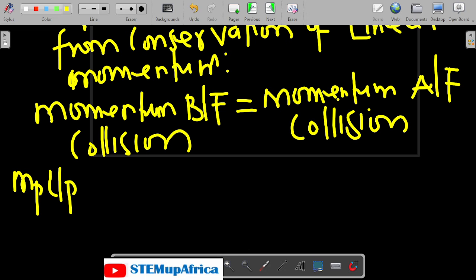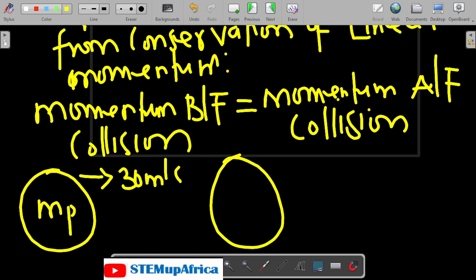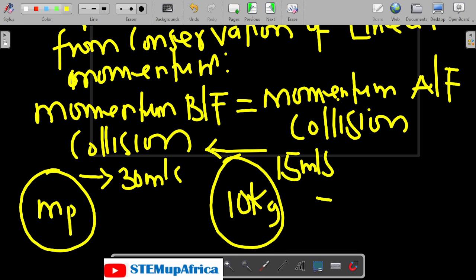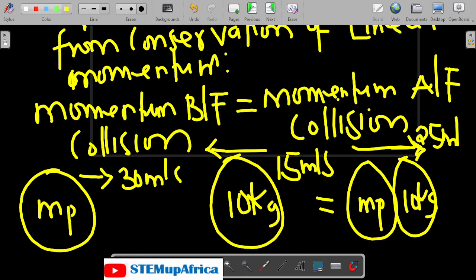But don't forget, let me draw the diagram for clarity purposes, so that you can see. So P, let's say this mass of P, which is MP, moving with a velocity of 30 meters per second. Then this is MQ, which is 10, moving in the opposite direction, heading this way, with a velocity of 15 meters per second. This is before collision. So after collision, the two bodies move together. This is now MP and this is now 10 kg. Both of them move in the direction of P, the arrow heading this way, with a velocity of 25 meters per second.